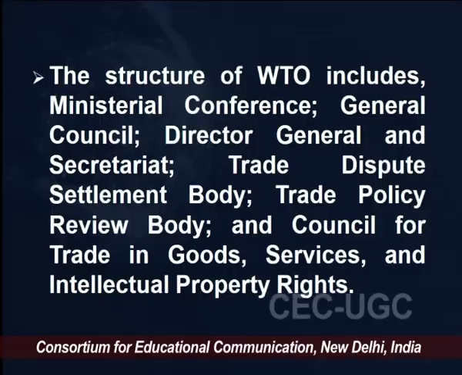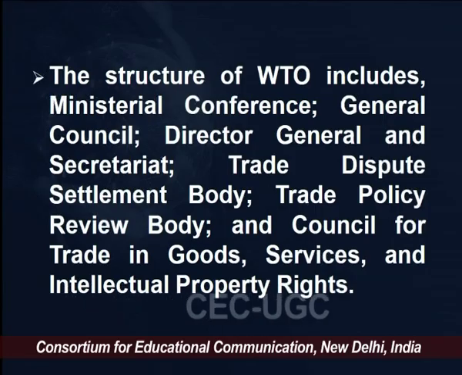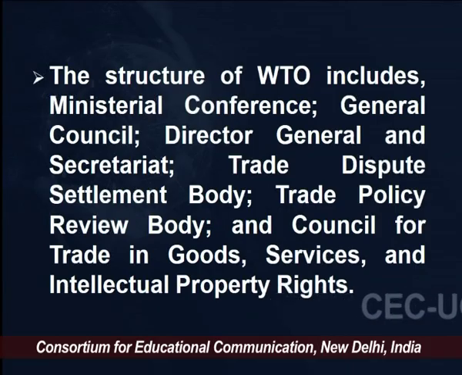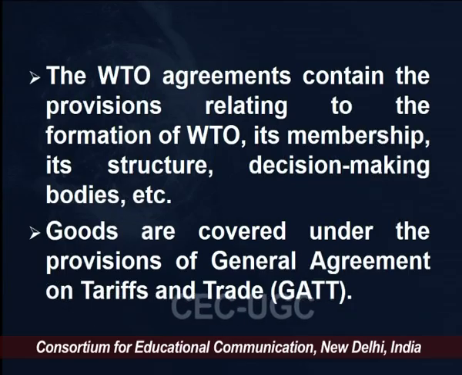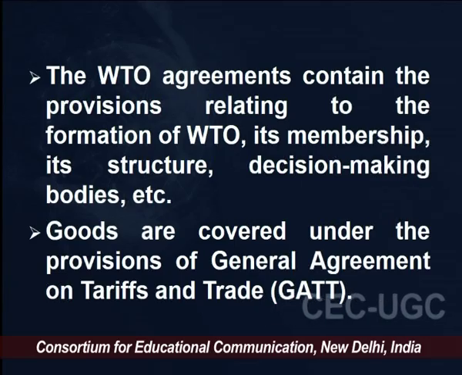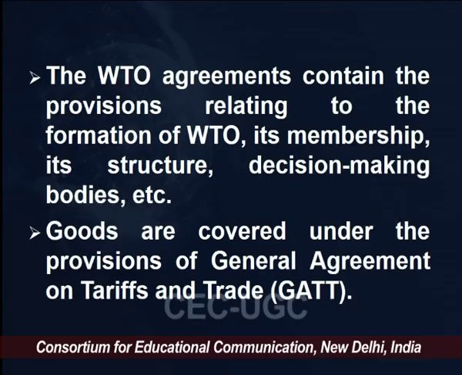The structure of WTO includes the ministerial conference, also known as MC, then the general council, director general and secretariat, the trade dispute body, the trade policy review body and different councils under the general council, that is, the councils for trade in goods, services and intellectual property rights. The WTO agreements contain provisions relating to the formation of WTO, its membership, its structure, decision making bodies, etc. And this was the outcome of the Marrakesh conference.